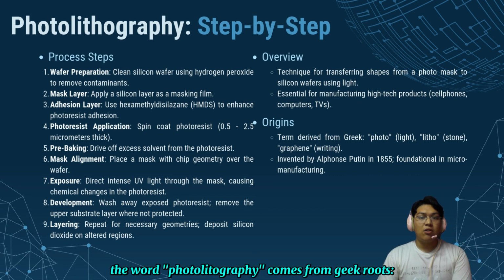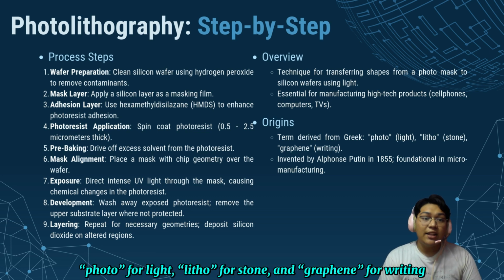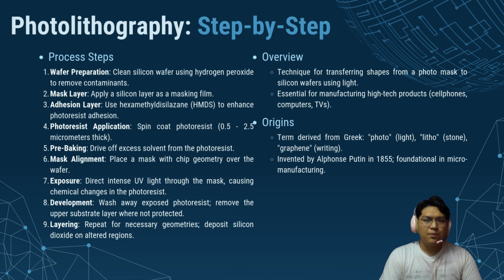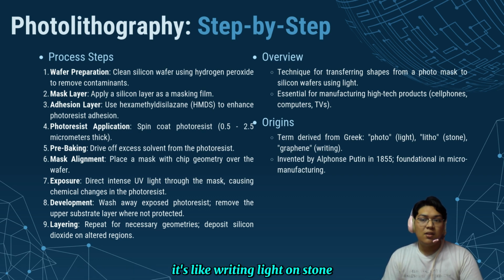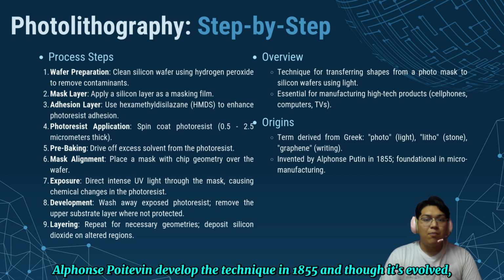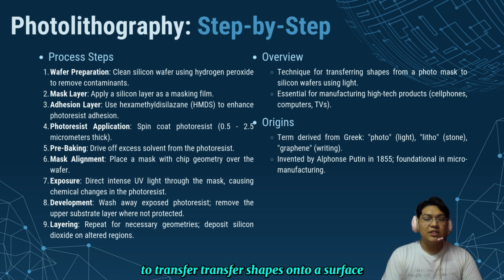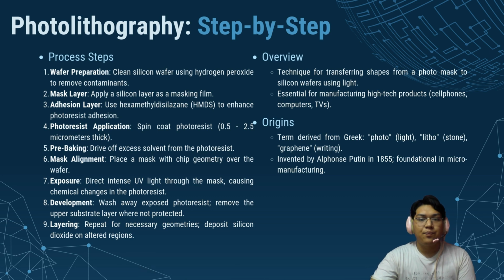The word photolithography comes from Greek roots: photo for light, litho for stones, and graphein for writing. It's like writing light on stone, but in this case, the stone is silicon. Alphonse Poitevin developed that technique in 1855, and though it's evolved, the essence of photolithography is still about using light to transfer shapes onto a surface.